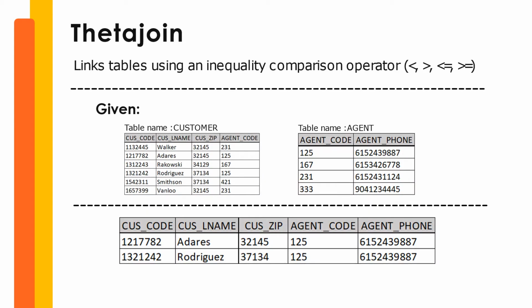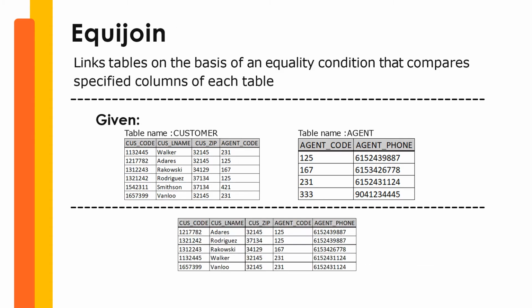Now, theta join links tables using an inequality comparison operator, either less than, greater than, less than or equal, or greater than or equal. In our example earlier, if we apply the theta join to the agent code where the agent code is less than or equal to 125, this will be our result.